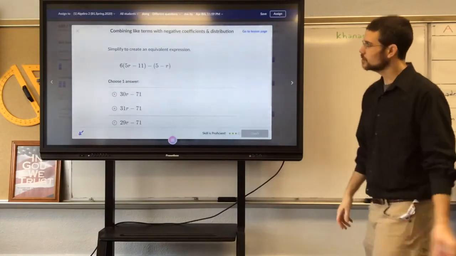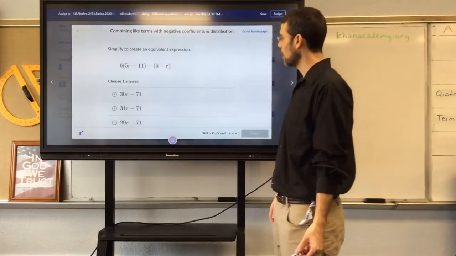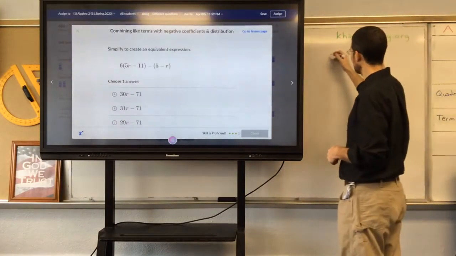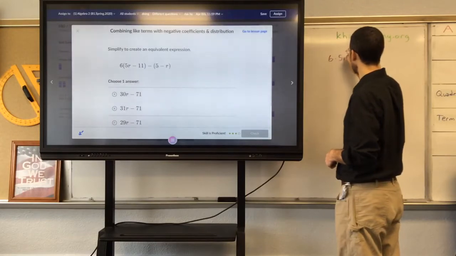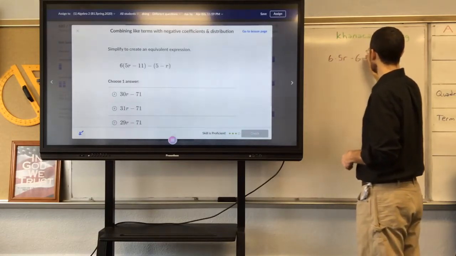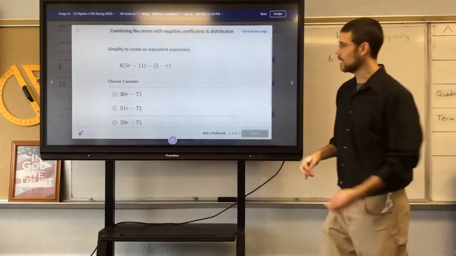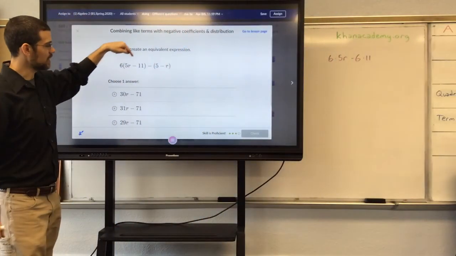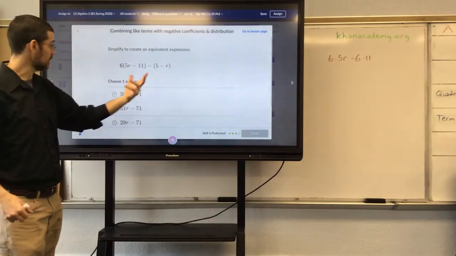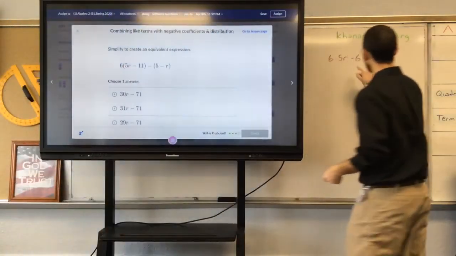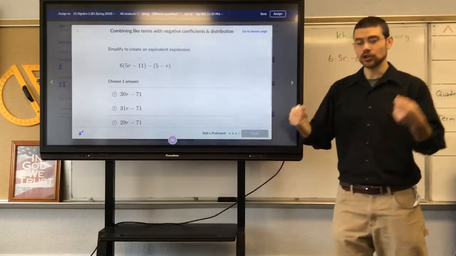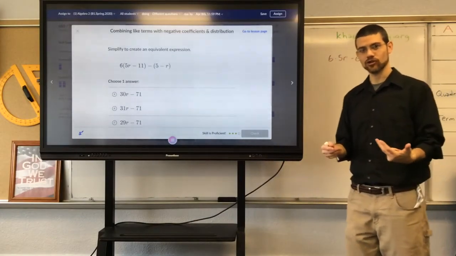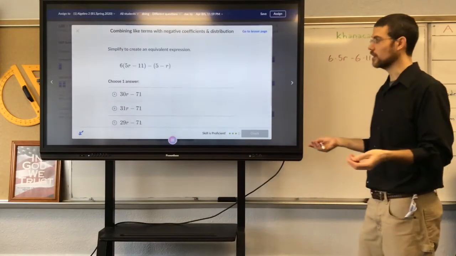And our last problem on this set, 6 times 5r minus 11. So that's 6 times 5r minus 6 times 11. Why is that? Because it's a positive 6 times a negative 11, so that's a negative whatever 6 times 11 is, okay? So negative 6 times 11. I'm just showing you that you can think through these problems in a variety of ways. You don't have to do it the same way every time necessarily.